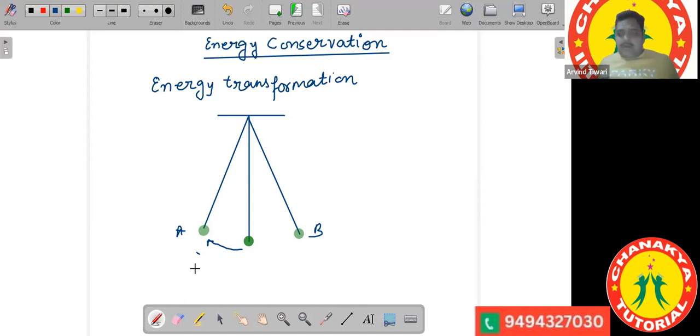Okay, so yeah, I think we shall continue with the next class. In the next class, we will see about the energy transformation that is occurring during a pendulum, or energy transformation that occurs during a roller coaster.